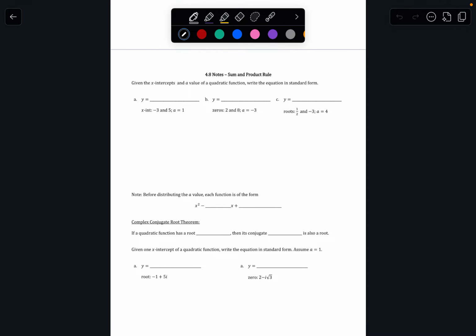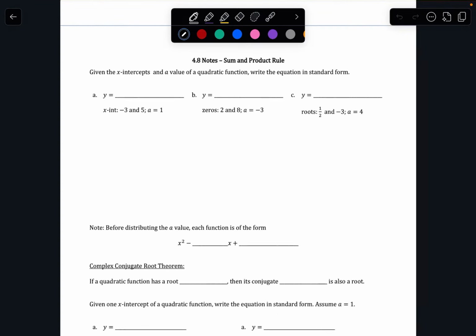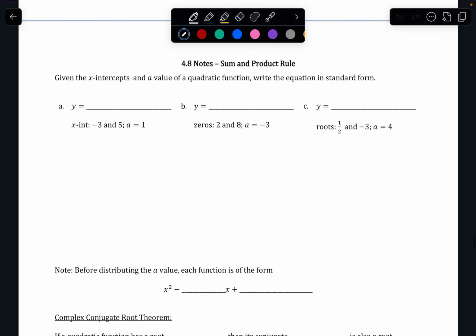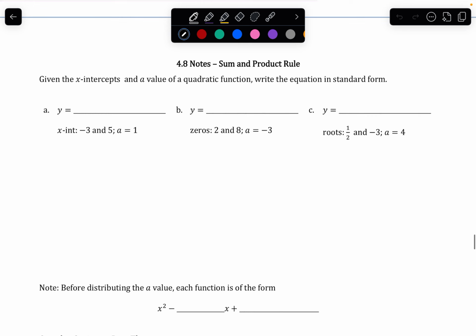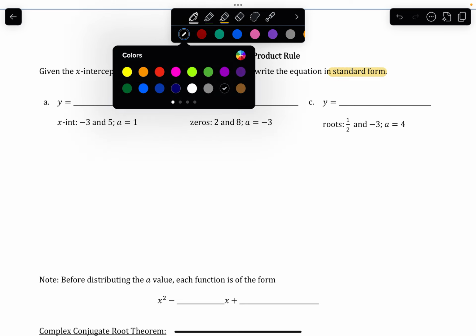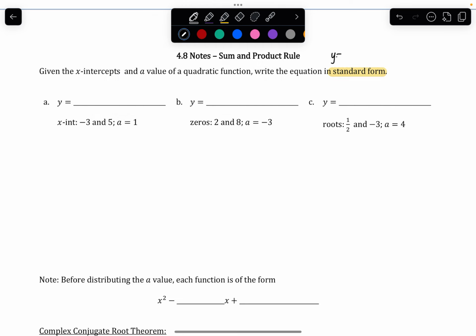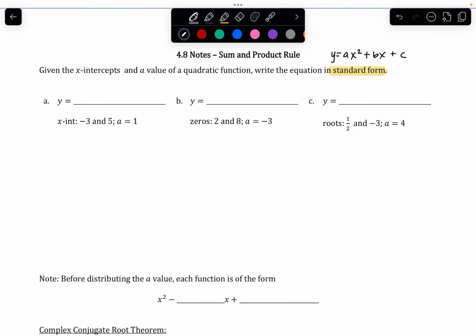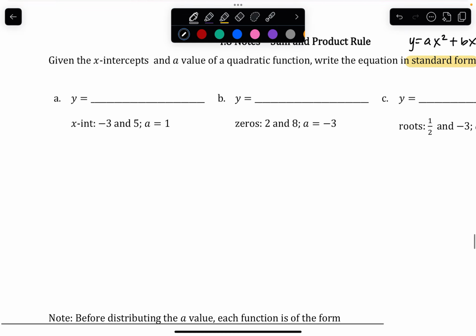All right, in this lesson, we are going to talk about something called the sum and product rule, which can be used to write quadratic equations. Given the x-intercepts and the a value of a quadratic function, write the equation in standard form. Reminder, standard form is ax squared plus bx plus c. If we're given the x-intercepts, we're going to have to start with root form.